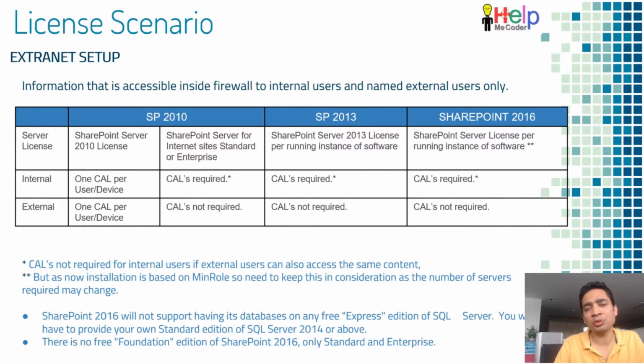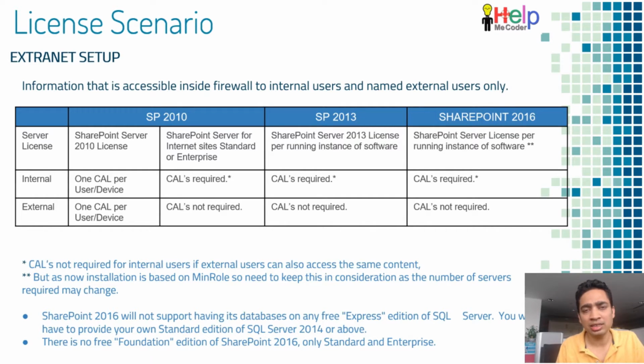So the idea during SP 2010 days was that if you have a lot of external users accessing the authenticated content of your site, then you go with the second approach. You buy SharePoint Server for Internet Sites or enterprise edition. You don't go with the SharePoint Server 2010 license, because then you have to buy CALs for each and every external or internal user. But with 2013 and 2016, things were very straightforward. You don't have the internet part of licensing, you only have the SharePoint Server 2013 license, which is either enterprise or standard edition. So it was pretty straightforward licensing in 2013 and 2016.